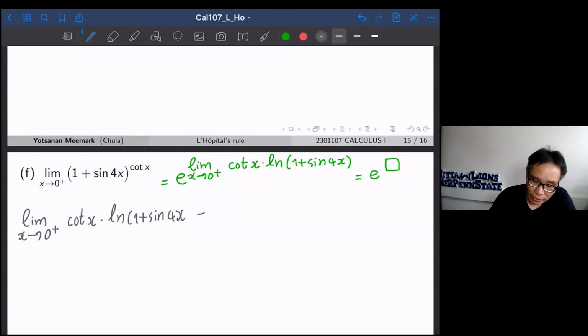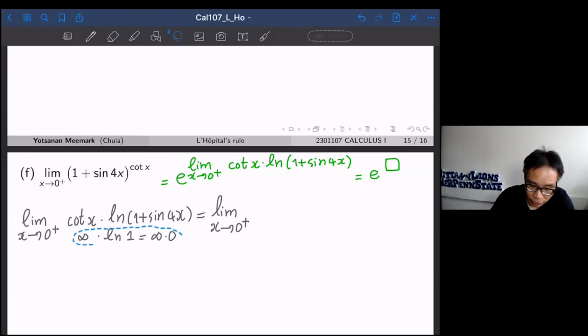And this turned out to be the limit as x goes to 0 from the right. You see that this is going to be sine 0, so cot 0 is infinite, and log(1 plus sine 0) is log 1. So this will be infinite times 0. So this one is an indeterminate form for sure. Let me change the color a little bit.